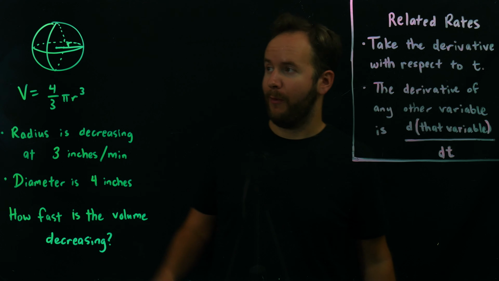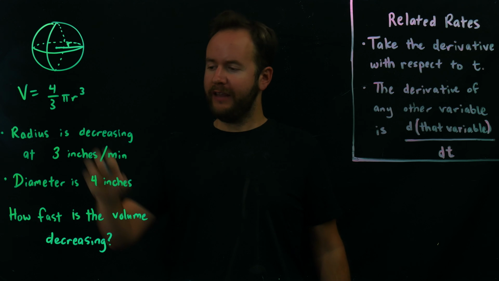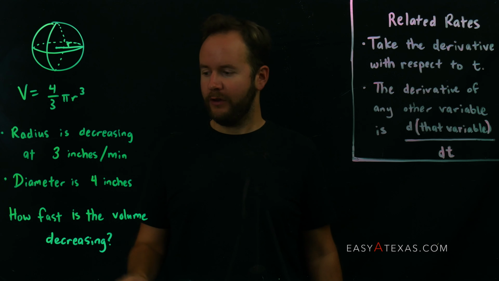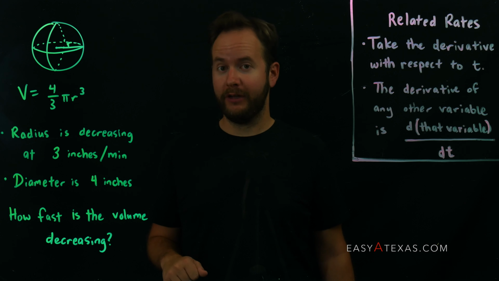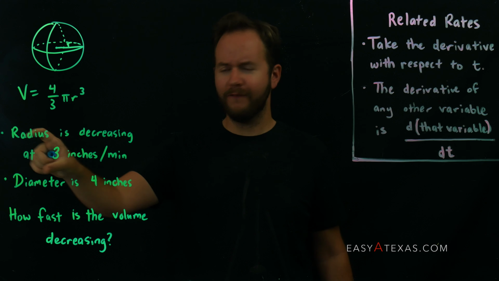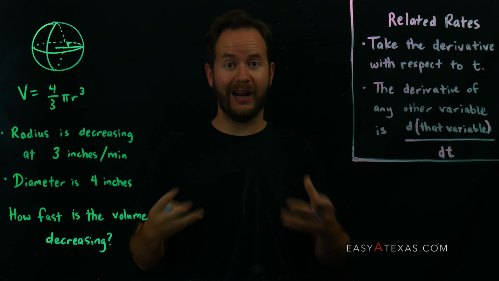Here we have a related rates problem about a snowball whose shape is a sphere and some other facts about that snowball as it melts. We're trying to figure out how fast the volume is decreasing. What we're going to start with is converting these bulleted statements into things we can actually use in terms of math.